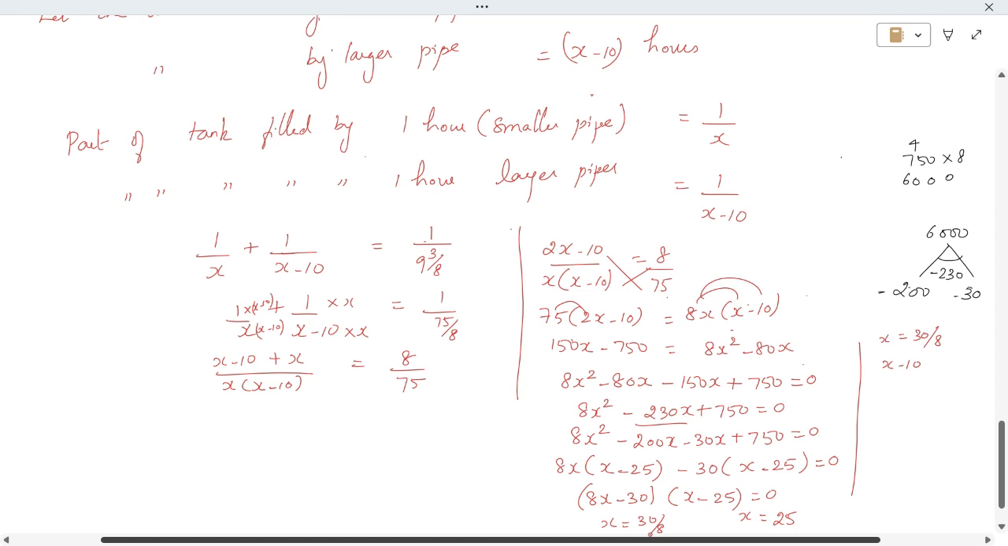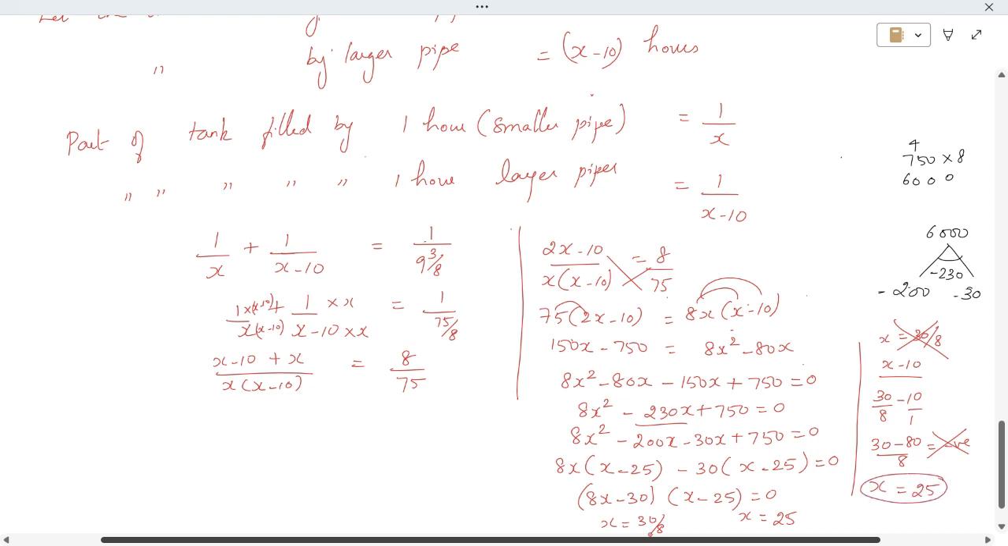So if I take x equal to 30 by 8, x minus 10 is the time taken by the larger pipe to fill the tank. So it will be 30 by 8 minus 10. So take LCM. So you will get (30 minus 80) by 8, which will result in negative, but the time cannot be negative, isn't it? So x equal to 30 by 8 is not possible. So x is equal to 25.